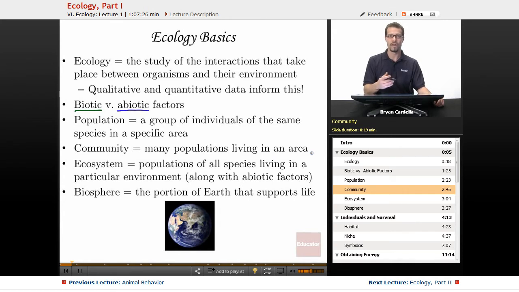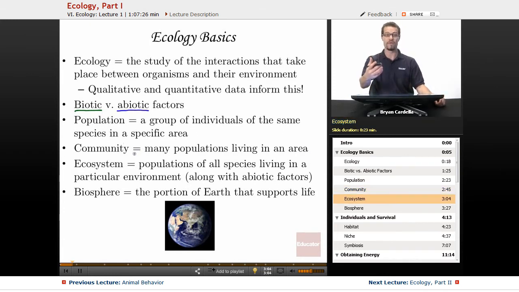So if you talk about a food chain, what organisms are eating what in a particular habitat, well, that would be a community. Bigger than that, if we consider the whole community and its environment in terms of all the factors that impact that terrain and those organisms, then we're talking about an ecosystem. So an ecosystem is populations of all species living in a particular environment and all those abiotic factors in addition to the biotic parts of it.